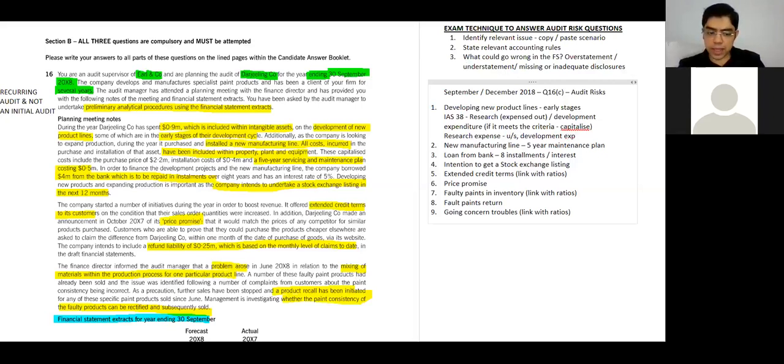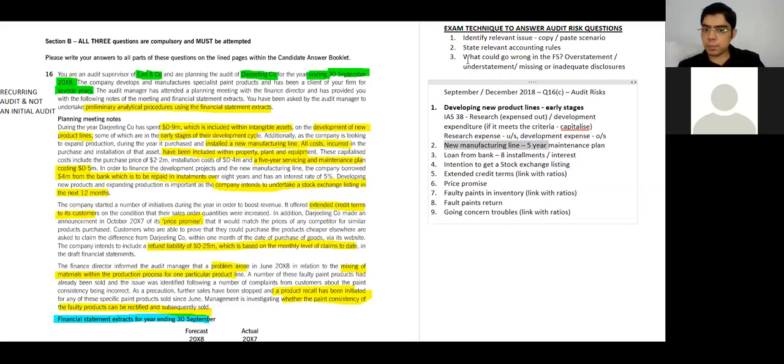So development expense could be overstated and research expense understated. It was a research cost and you capitalized it. So you've overstated your development expenditure and you've understated your research expense. Similarly, for the second point, so this is the first point that you've identified. So you identified the point, you stated the relevant accounting rules, and you went on to describe what could go wrong in the financial statements.